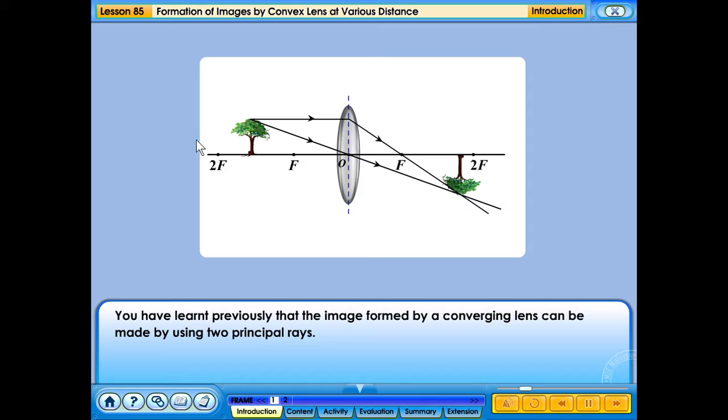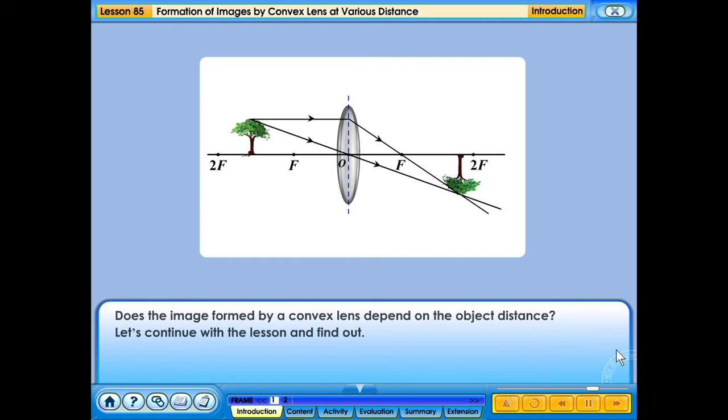You have learnt previously that the image formed by a converging lens can be made by using two principal rays. The point of intersection of the two constructed rays is the position where the image is formed. Does the image formed by a convex lens depend on the object distance? Let's continue with the lesson and find out.